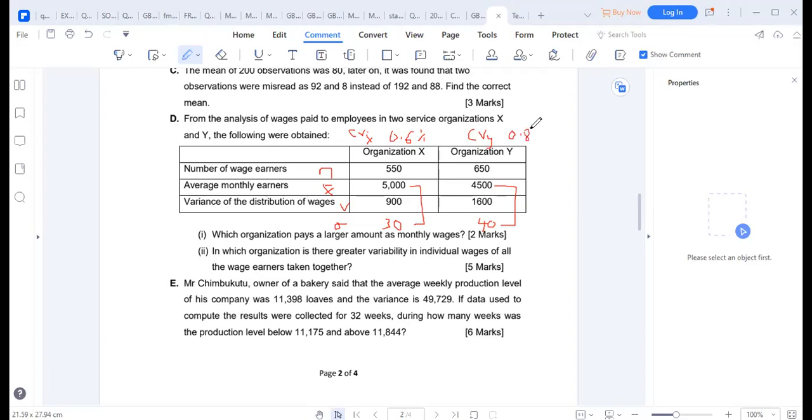So which one has a higher variability? Company Y. It is volatile. It is risky. So the higher the CV, the more the variability. And how did you find the CV? Simply standard deviation over the mean times 100. So this is computed to calculate the degree of variability.